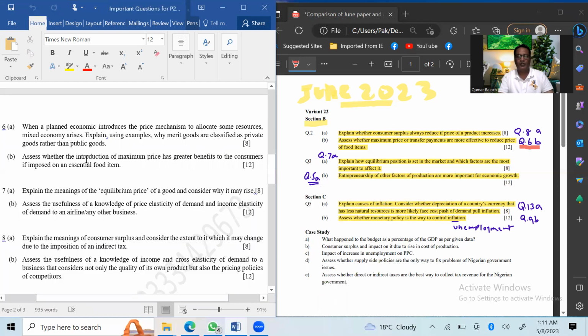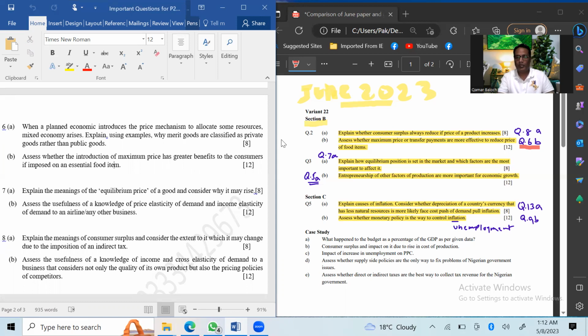You should have explained maximum price and any one other method that can be used for benefiting the consumers of essential food items. And in this question, the examiner exactly mentioned another method, that was transfer payment. So these questions also resemble each other.